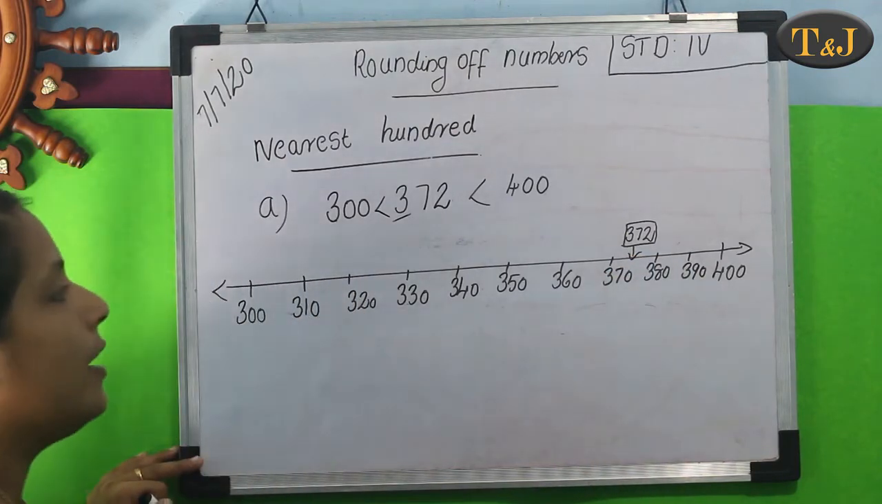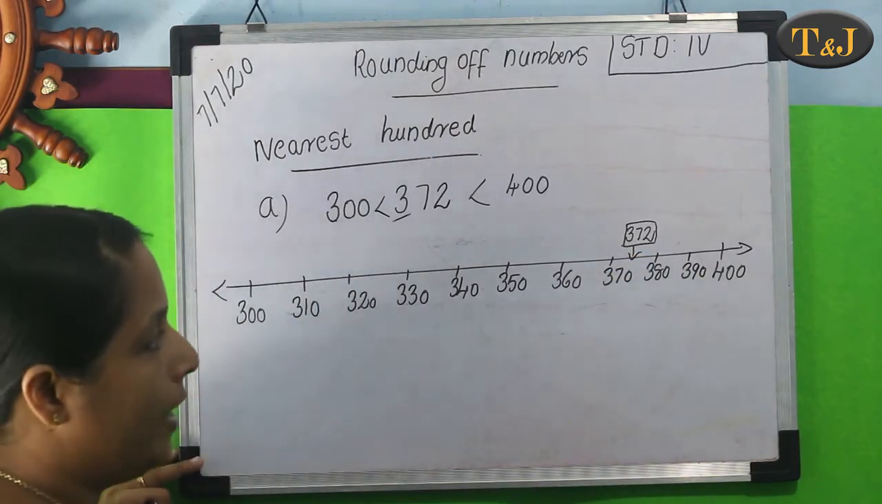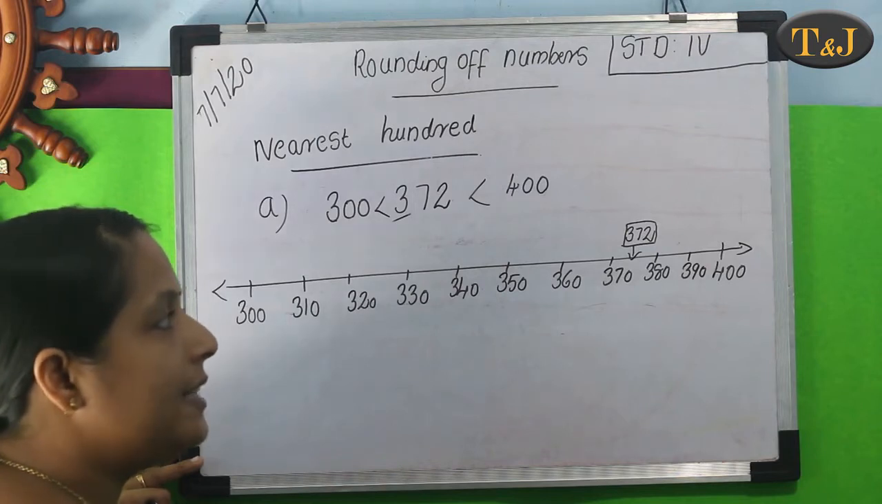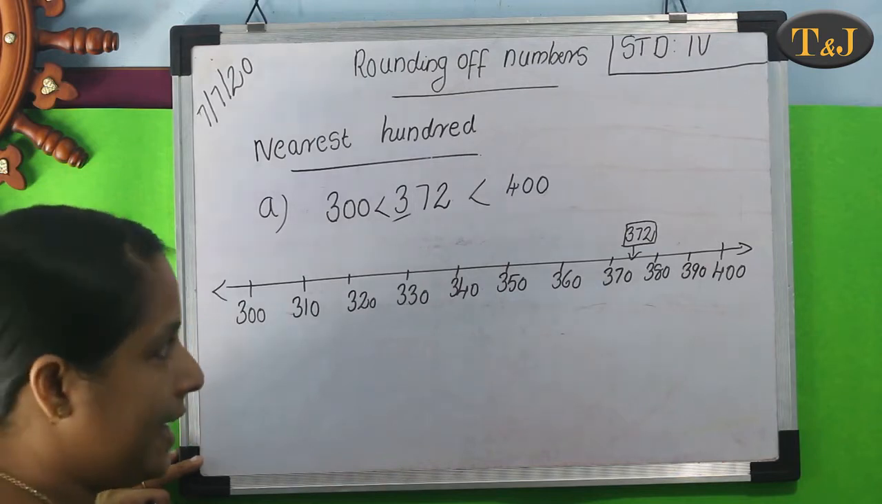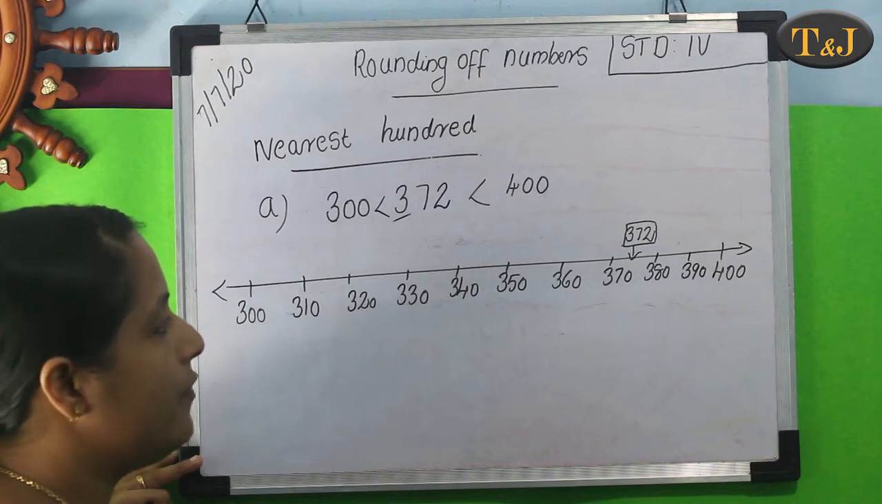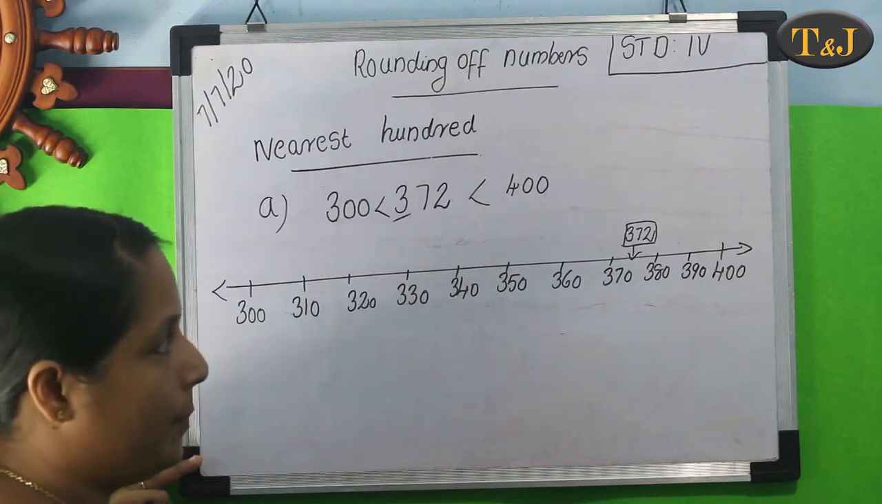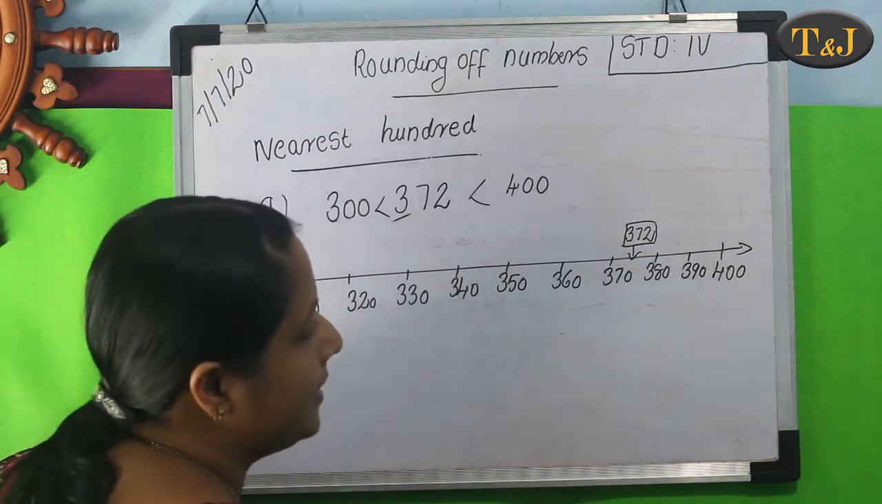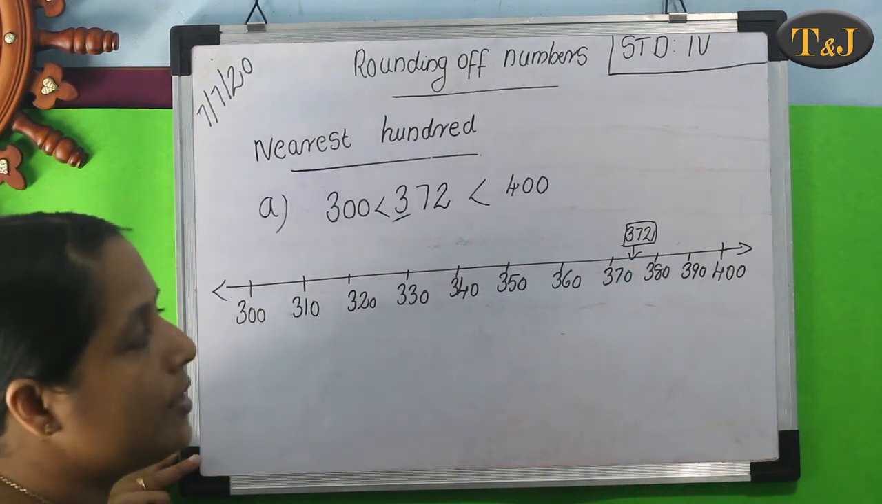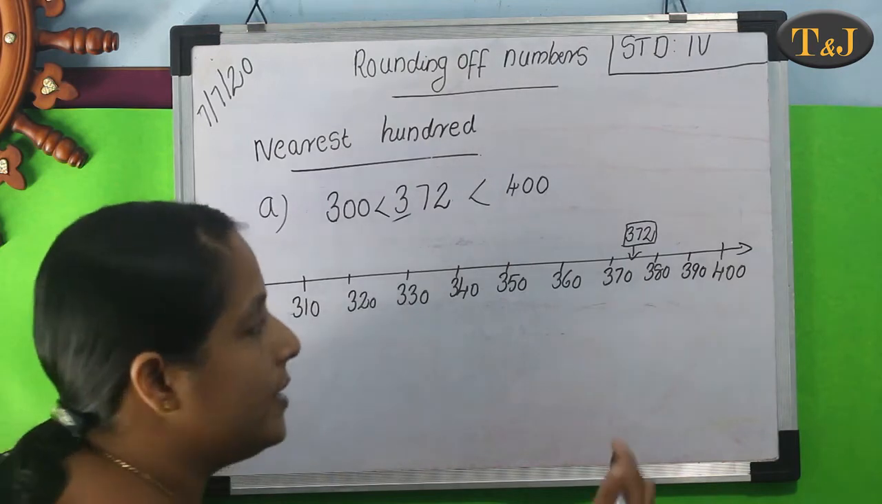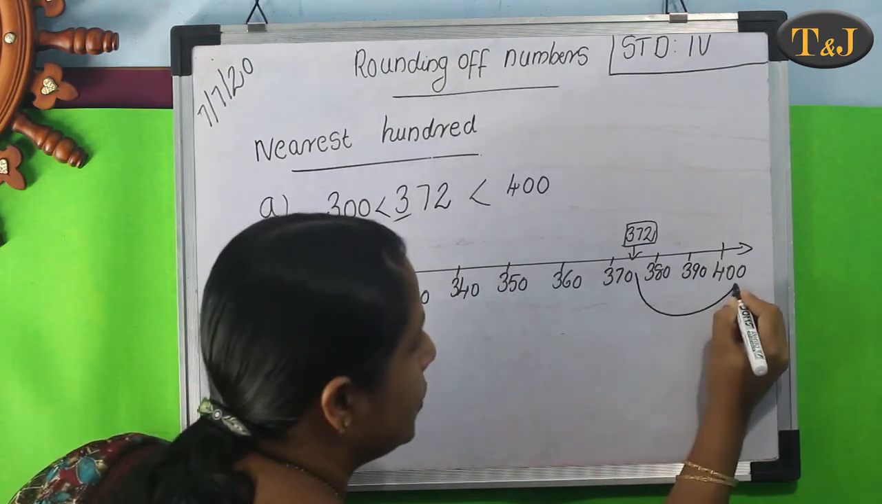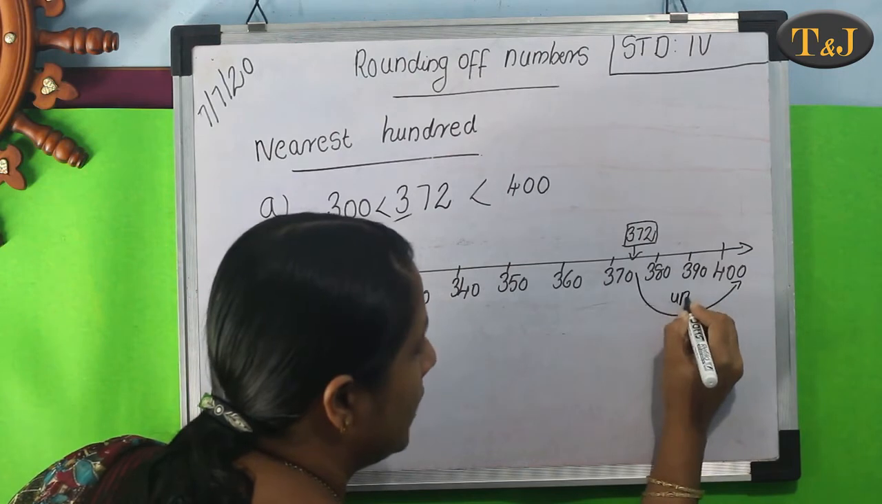Next we want to know whether it is rounded up or rounded down. In the earlier problem, the nearest tens case, we already know that less than 5 it is rounded down and greater than or equal to 5 it is rounded up. Here our value is 372. So 372 is very close to the number 400. Therefore 372 is rounded up to the number 400.